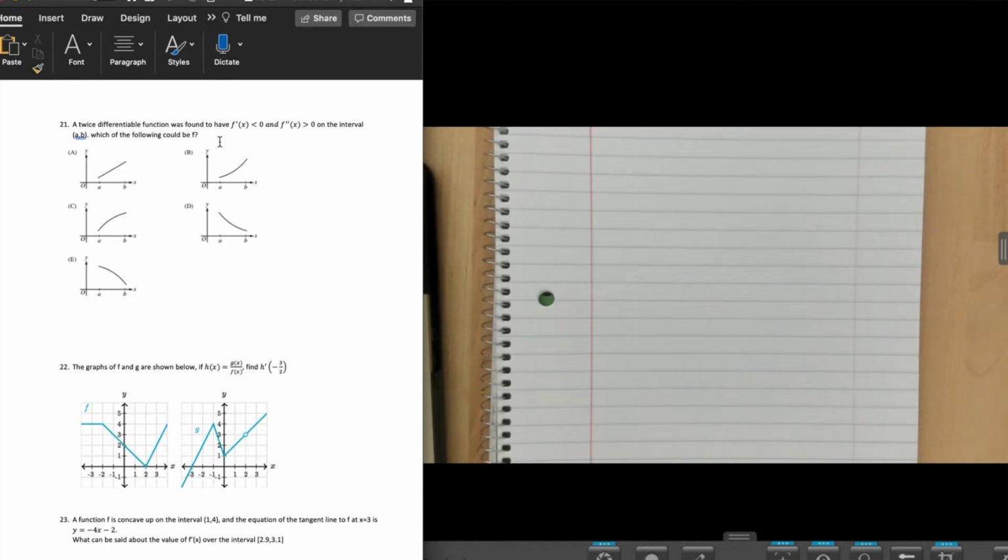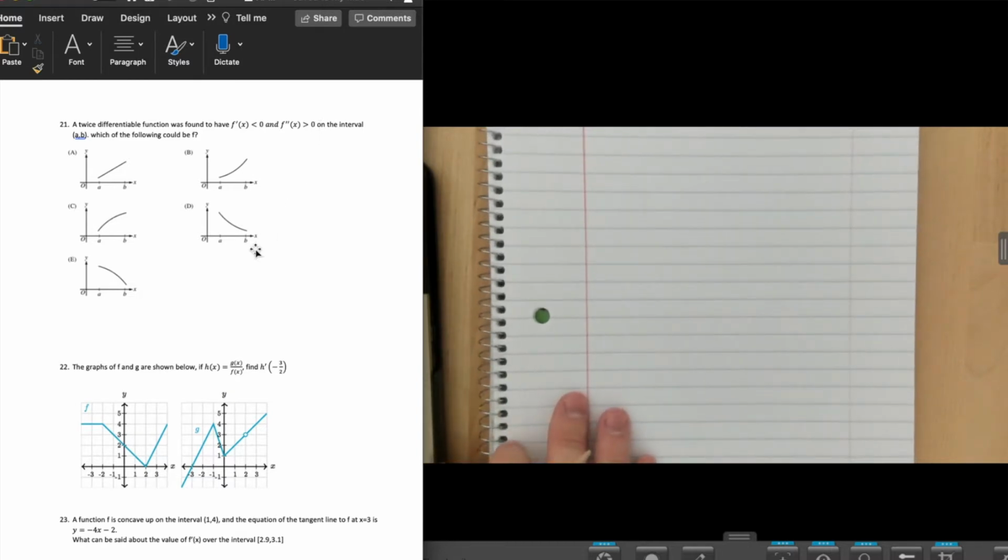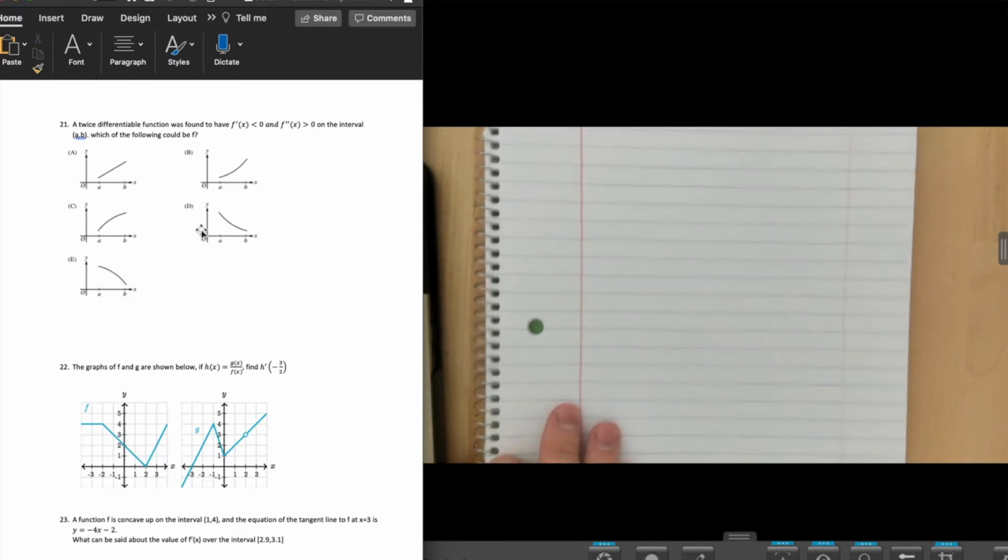21 says we're looking for a function where f prime of x is less than 0. In other words, we're looking for a graph with a negative slope. That eliminates a, b, and c because all of those have positive slopes. So now we're only looking at d and e. From there, we need where f double prime is greater than 0, and that means we're looking for which one between d and e is concave up.